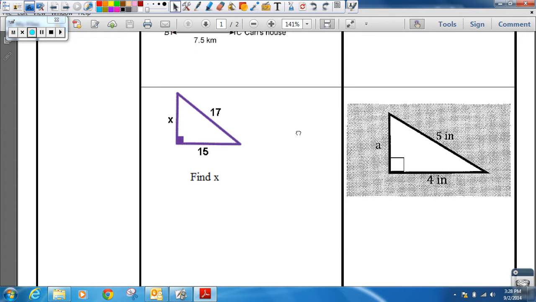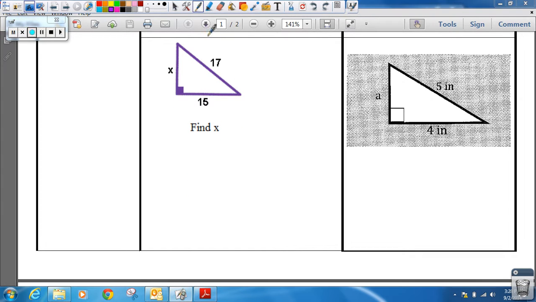Example number 2, again I would label your A, B, and C. So the hypotenuse is always across from the 90 and is C. Here's my A and here's my B. So A is x, so we have x squared plus B, which I labeled as 15 squared, is equal to C squared, which is 17 squared.